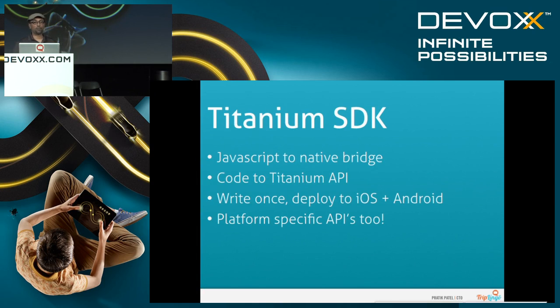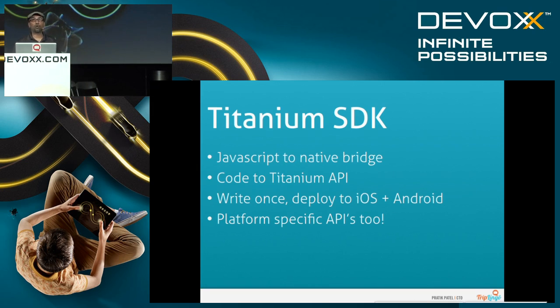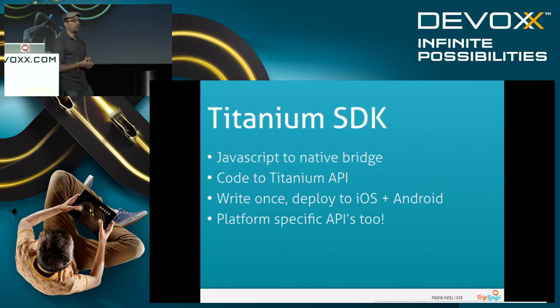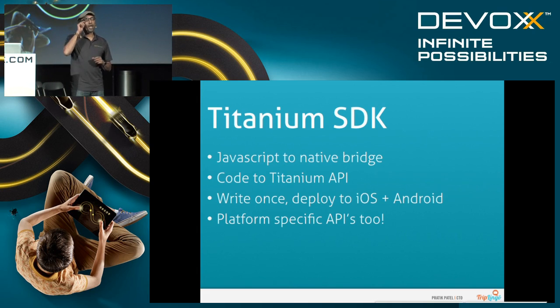It's a JavaScript native bridge. What you do is you code to the Titanium API on top, and it essentially reaches down into the native layer and does what you tell it to do. The general idea is that you can write once and deploy to iOS and Android. And one of the great things about Titanium is that it's not what we call a lowest common denominator platform. They have platform-specific APIs in Titanium.